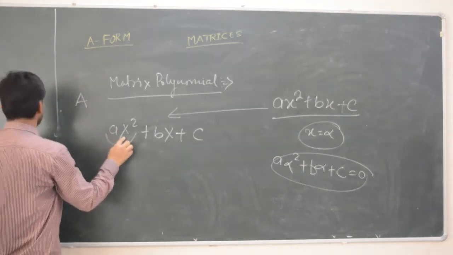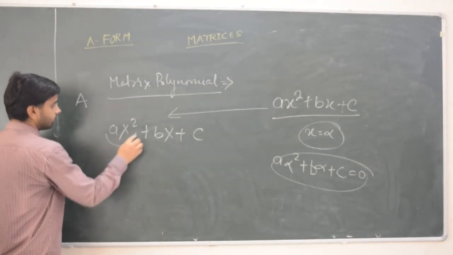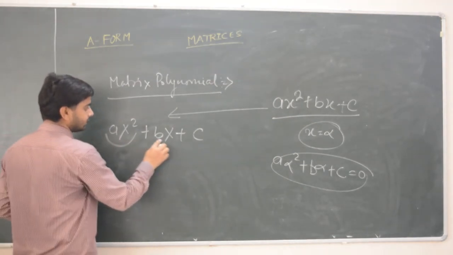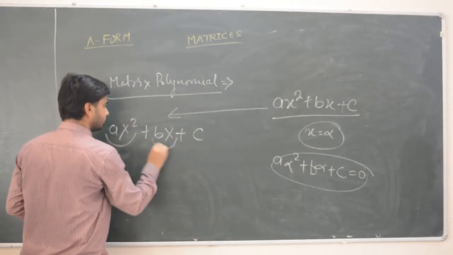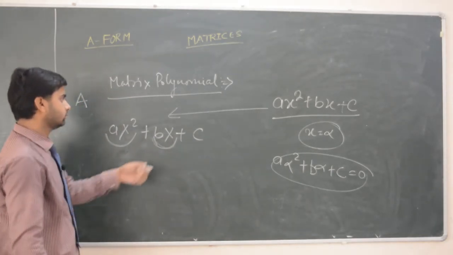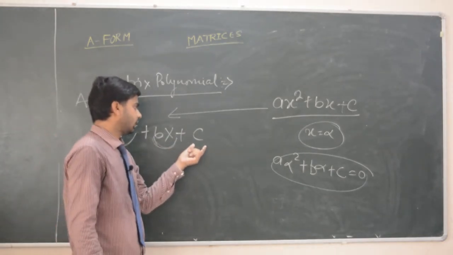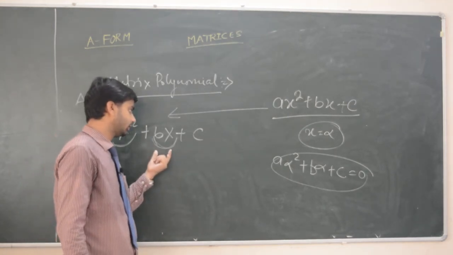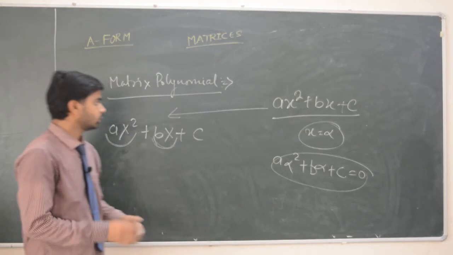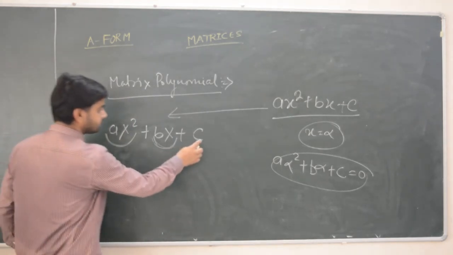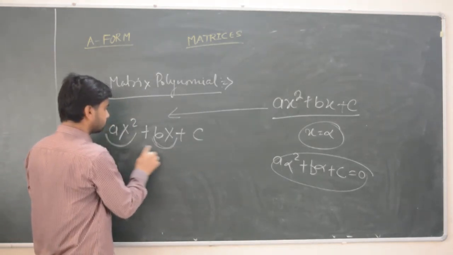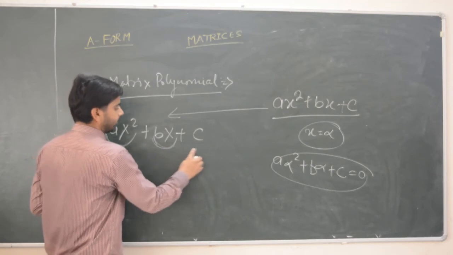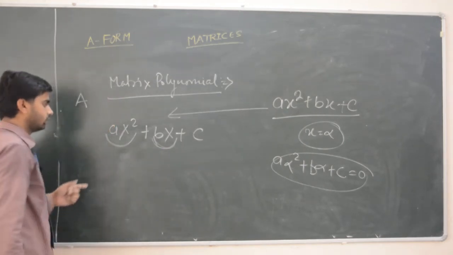AX square: X is a matrix, so X square will be a matrix, and AX square will be a matrix. B into X: B is a number and X is a matrix, so BX will be a matrix. But C, what about C? C is a number, and we cannot add a number to a matrix. So here we have to take something so that all three terms become matrices.